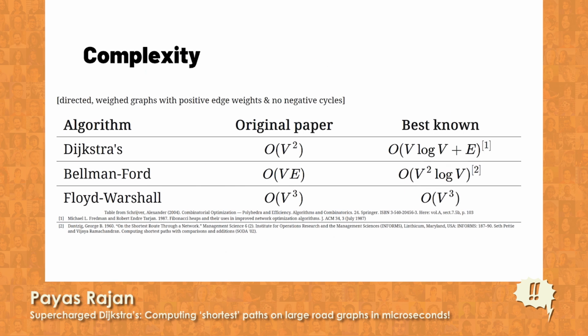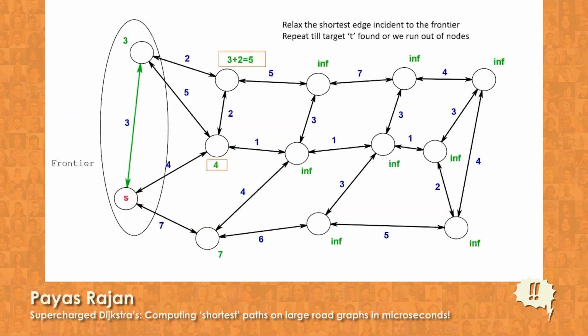The complexity of this algorithm turns out to be order of V squared, which is from Dijkstra's original paper. But over time, it has been improved. If you use Fibonacci heaps, the best known complexity is order of V log V plus E. And now, I think we can do slightly better than this, though.